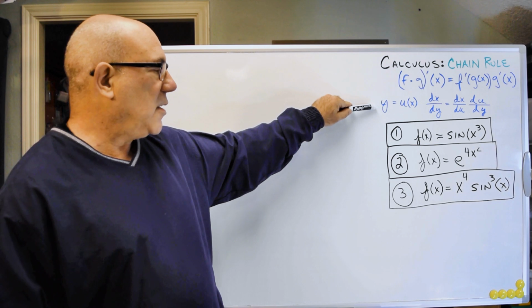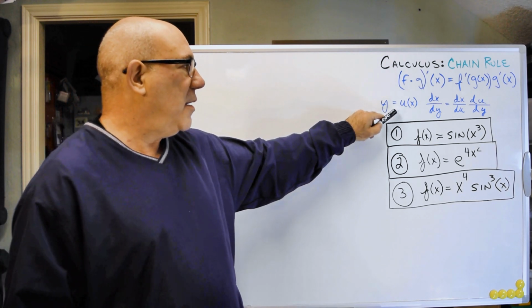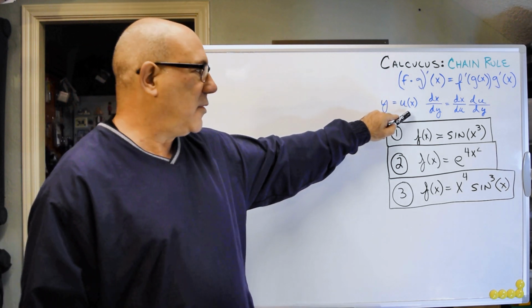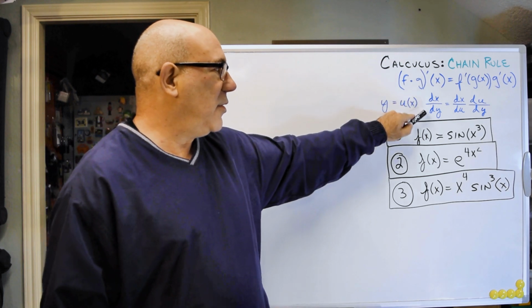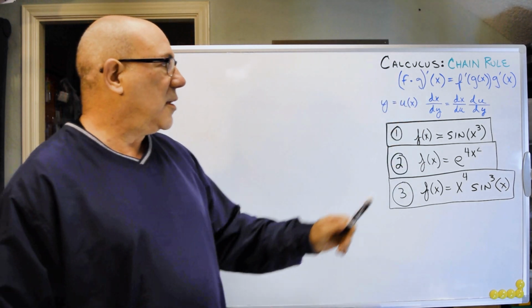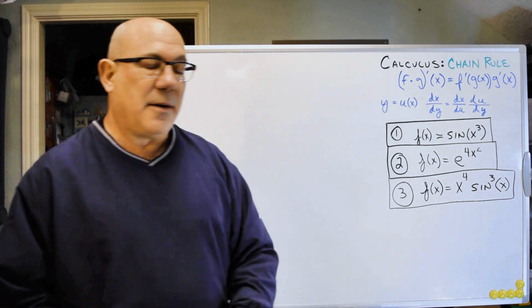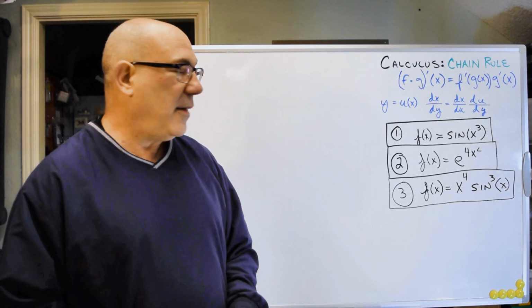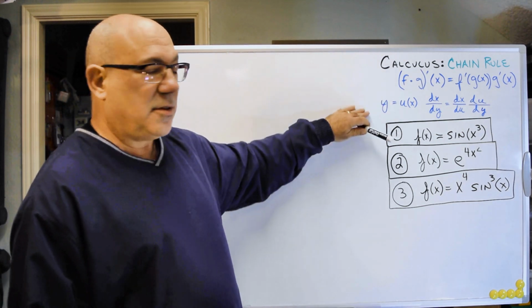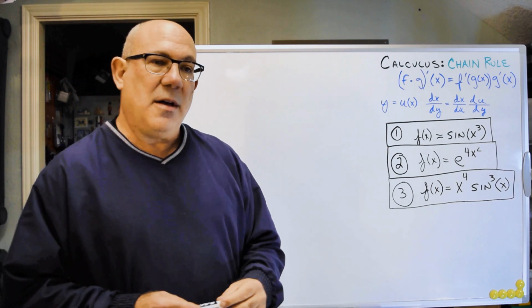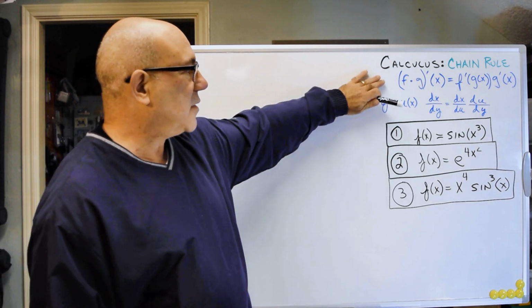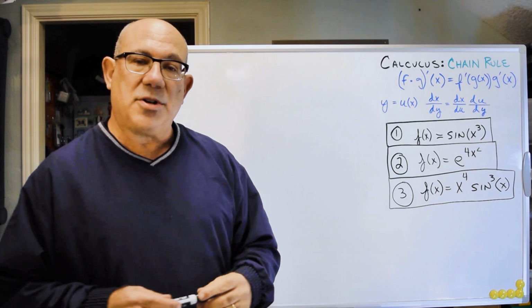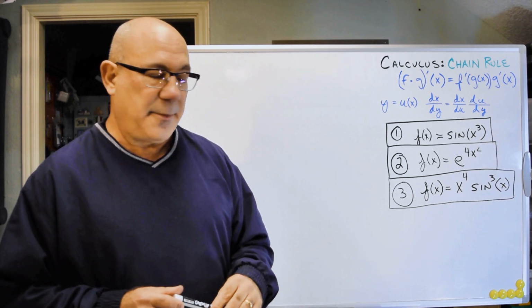Then another format you could see is that if you have y, which is equal to u as a function of x, then the derivative of y with respect to x is going to be dy du times du dx. So these are two formats that you'll see in textbooks, that you'll see in examples. We're going to kind of stick to this one up here, but I wanted to show you both for clarity.